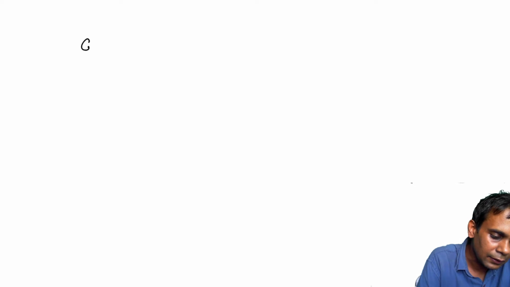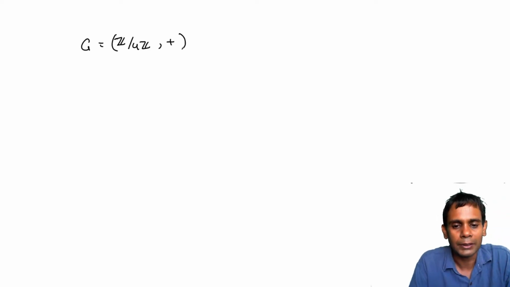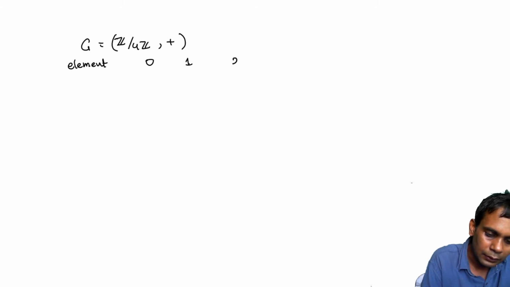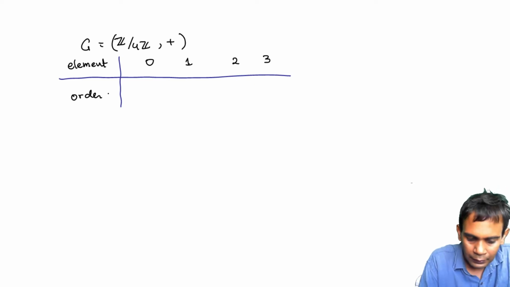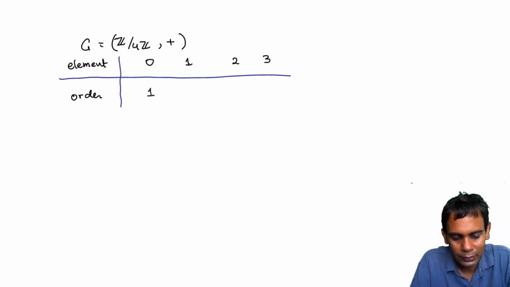But let's look at slightly more interesting cases. Let's take the group G equals Z mod 4Z. Here we're using addition modulo 4 as the group operation. So what are the orders of the elements here? Let's make a little table. We have elements 0, 1, 2, 3, and we can ask what are their orders. So what's the order of 0? Well, 0 is the identity element of this group. We already know that its order is 1.